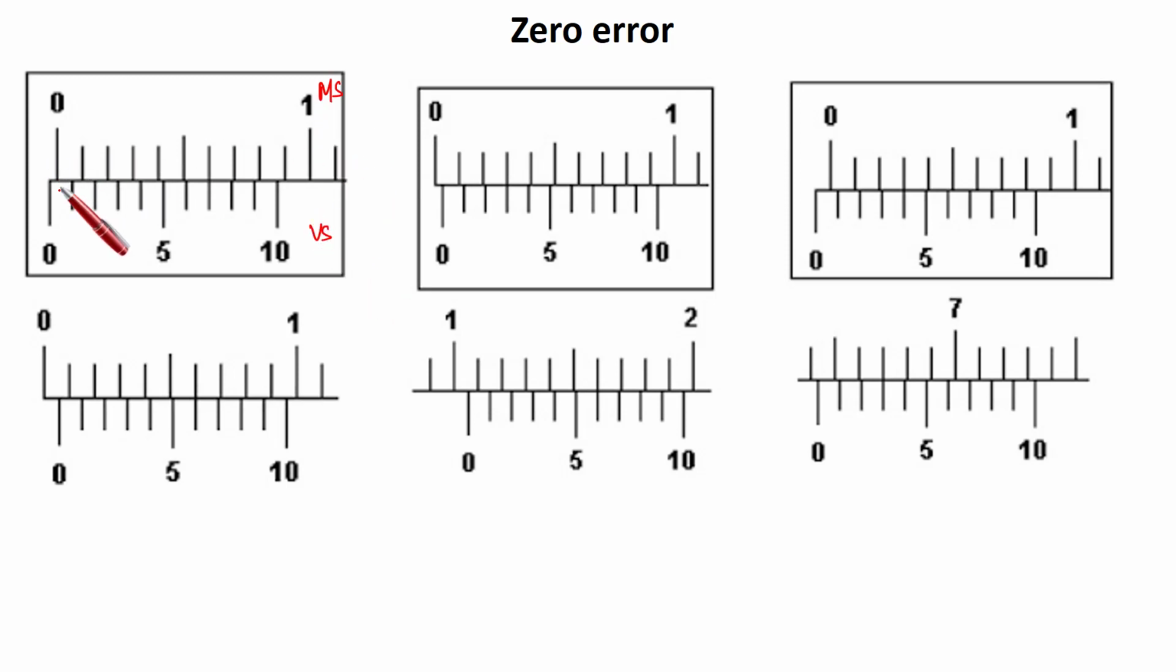So zero of the main scale should coincide with zero of the vernier scale. If it is not coinciding, then there is an error, and that is known as zero error. And if we measure with this error, then obviously the reading will be faulty. So we have to compensate this zero error. So how to do that? First of all, find out the zero error. After that, you compensate in the reading.